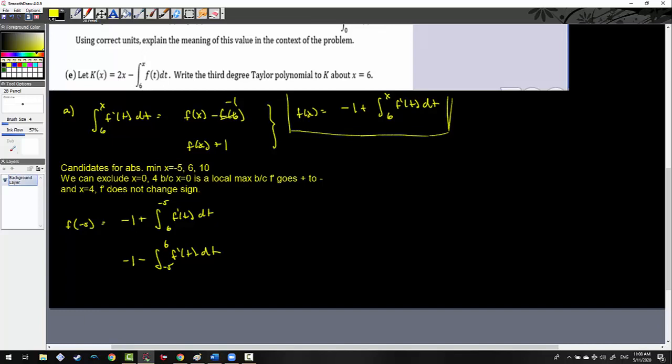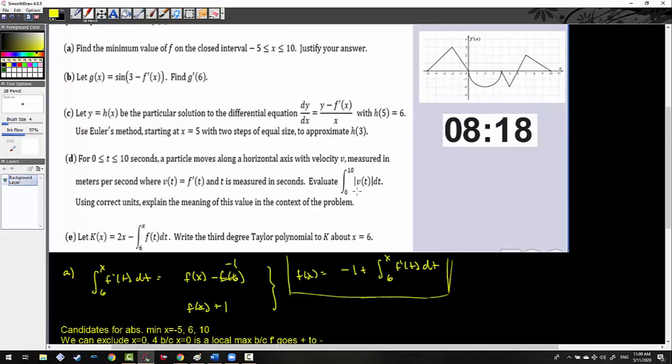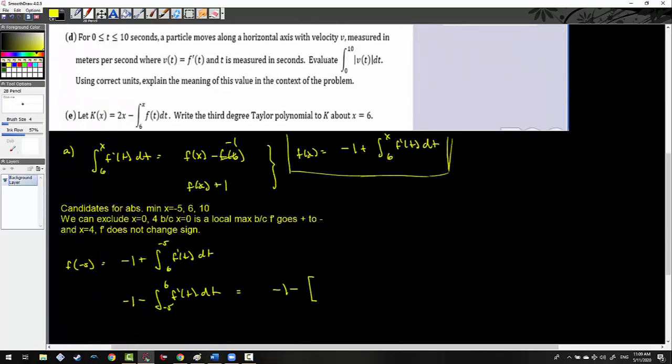And so what you end up getting is -1 minus some large amount of stuff. So what is the integral from -5 to 6? Well, from -5 to 0, we've got a triangle. So that's going to be 1/2 base times height, and the base is 5, and the height is 3.